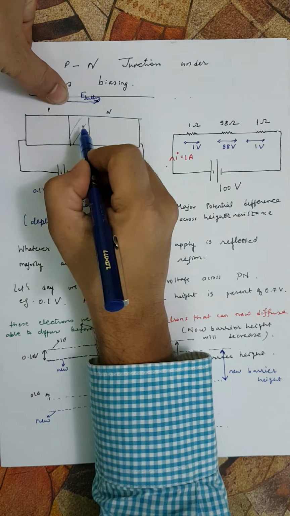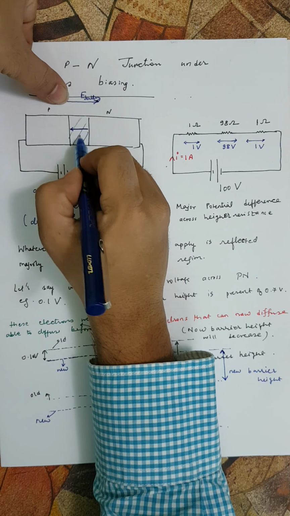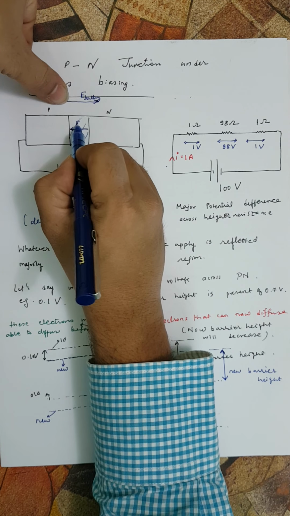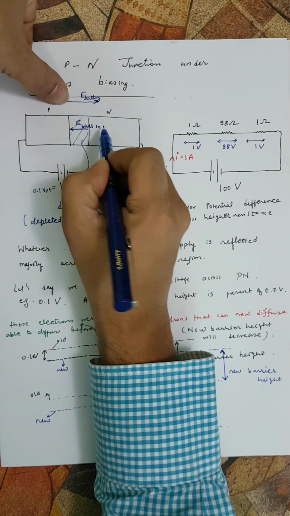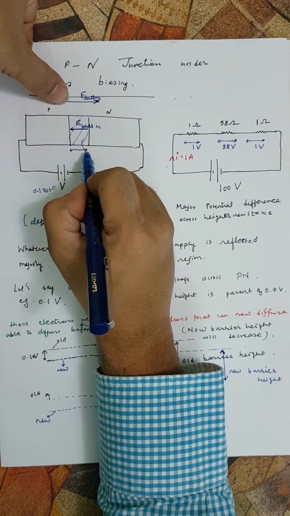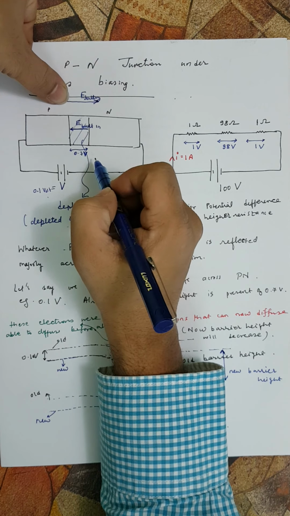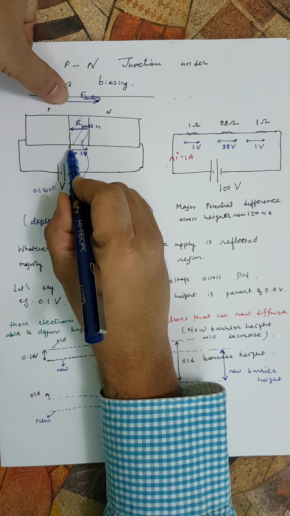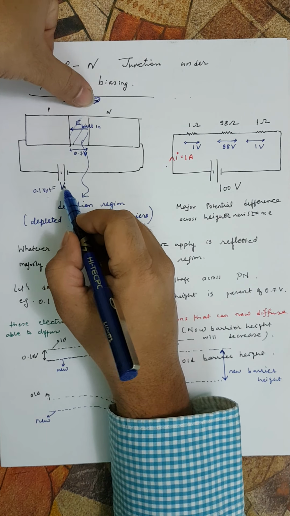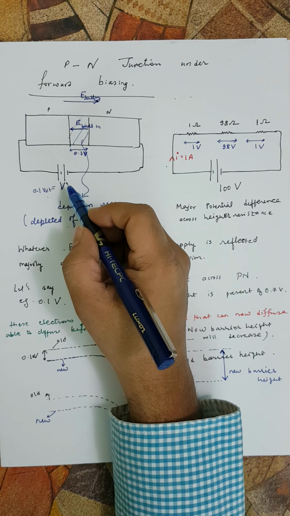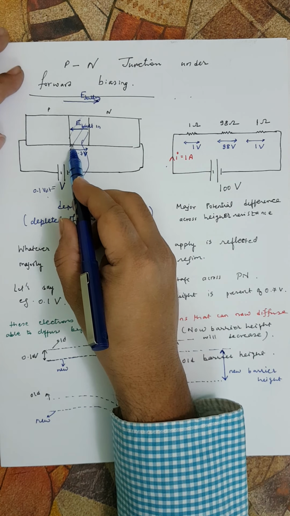But we know that there is already an electric field existing here because of this space charge region. This is the built-in electric field, and this built-in electric field has already created a built-in potential difference of 0.7 volt. So a backward potential drop of 0.7 volt and a forward potential drop of 0.1 volt of the battery. So overall what will be the potential drop? It will be 0.6 as we go from here to here.